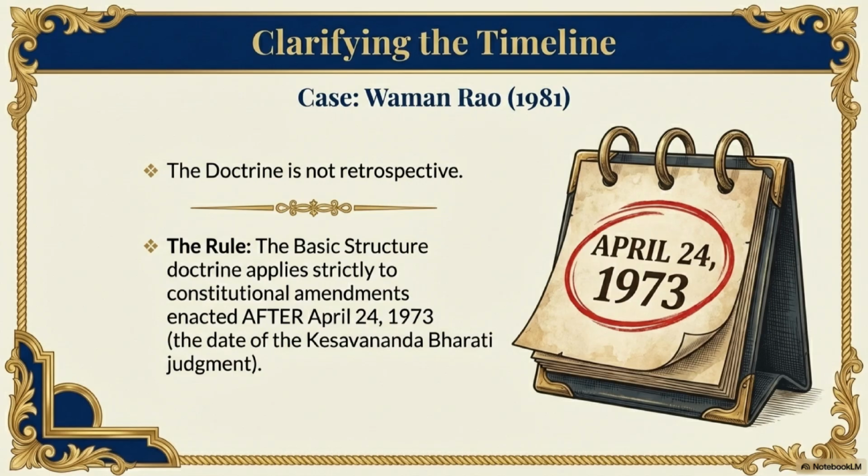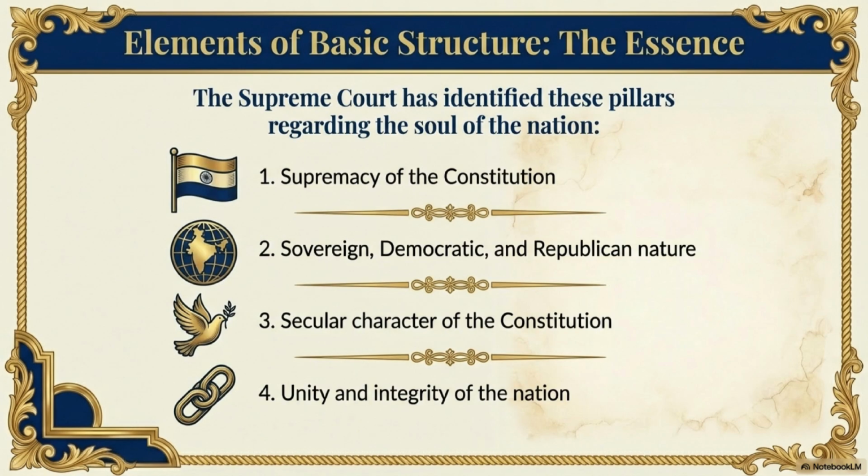That's the arc. But we still haven't fully answered the question, what is the basic structure? You mentioned there's no single list. That's right. The Supreme Court has never released a master list. It emerges case by case. When a new challenge comes up, the court looks at it and decides, is this particular feature part of the foundation? But over the years, looking at our source material, we can compile a pretty good checklist of what they've identified so far. Oh, absolutely.